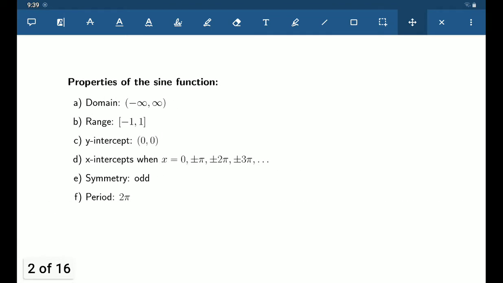And we also know that the x-intercepts happen wherever the unit circle is crossing the x-axis. In other words, wherever the y value is 0, which is at 0 and at pi radians and 2 pi and 3 pi and so on. And of course, we've got the older properties that we already knew from the previous sections, that sine is an odd function and it has a period of 2 pi.